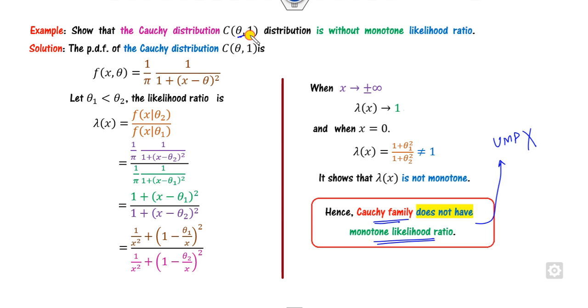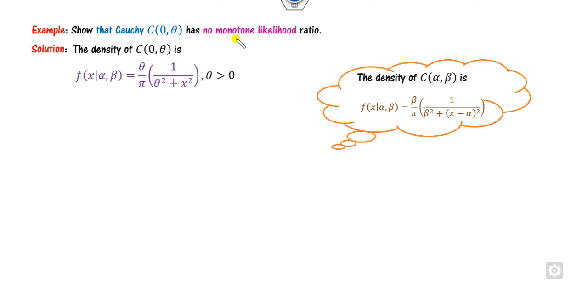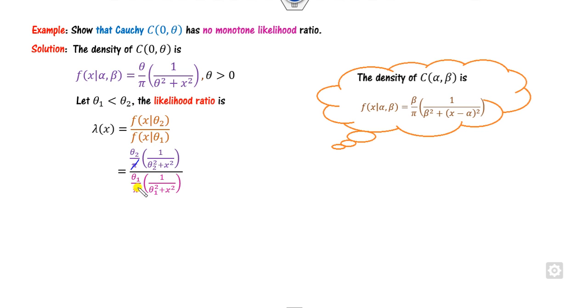Again, in this case, we have considered the first parameter as unknown and the second as known. Say if we consider the first parameter as known and the second as unknown, again show that they have no monotone likelihood ratio. So in this case, I consider alpha as 0, so we can substitute alpha is 0 here. Now I consider again two unknown parameters. We can take the ratio, so pi will be cancelled out, and I can write it like here.